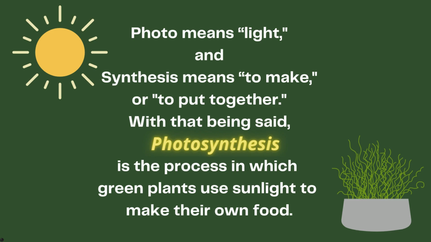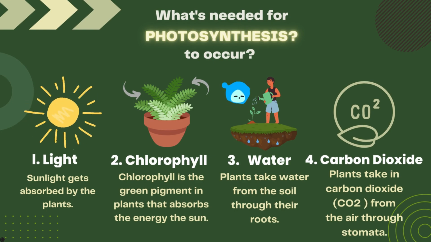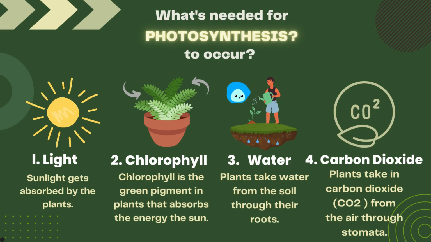That brings us to the actual definition. Photosynthesis is the process in which green plants use sunlight to make their own food. But what's needed for photosynthesis to take place? Photosynthesis requires 4 things: light, chlorophyll, water, and carbon dioxide gas.